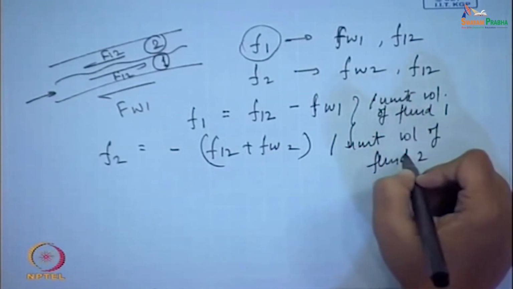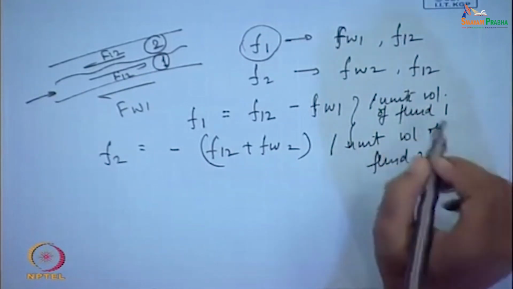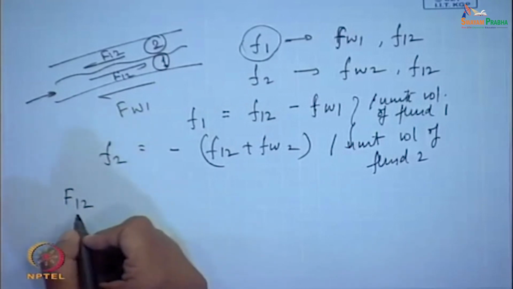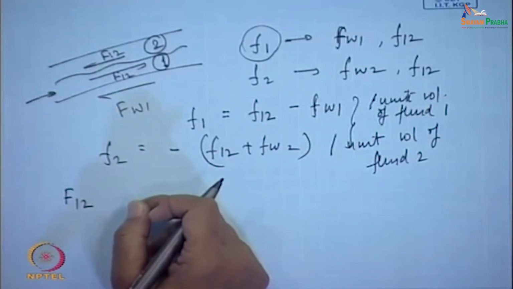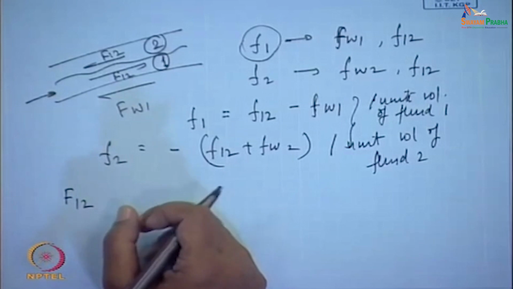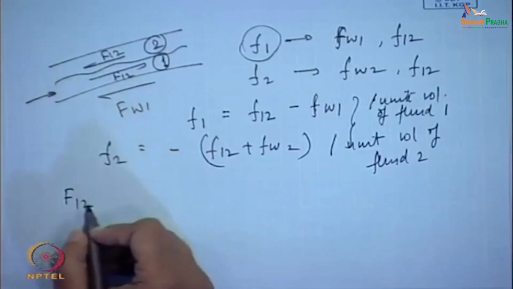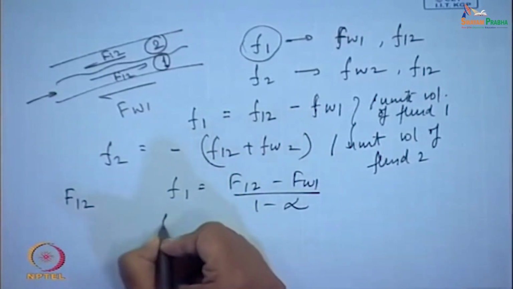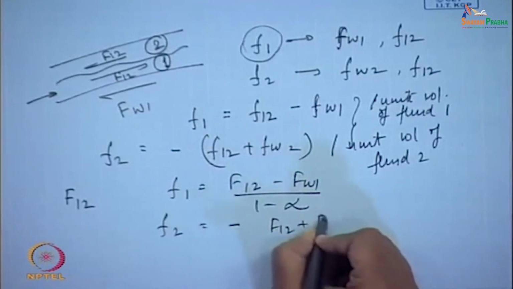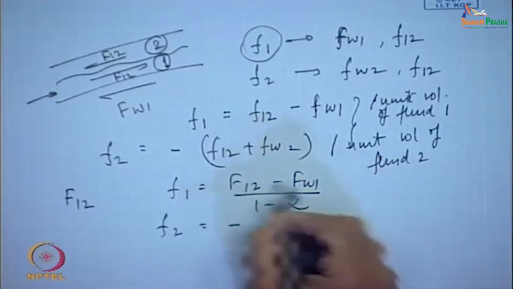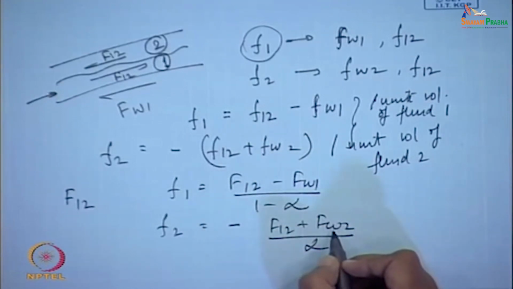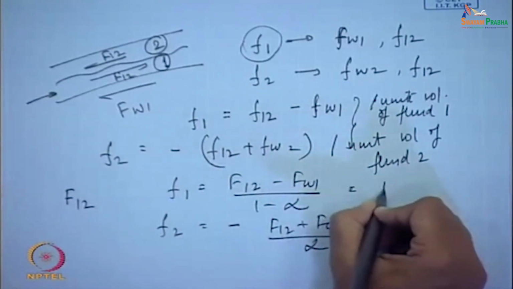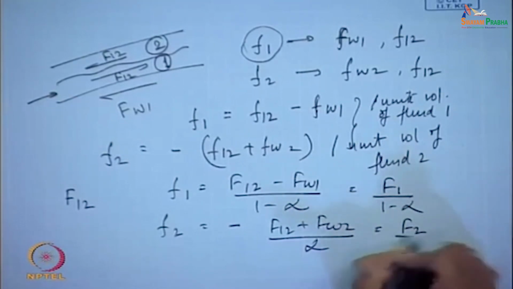In order to describe it as per unit volume of the total fluid mixture, we had defined capital F12, all the capital F's, which were per unit volume of the mixture. Accordingly, F1 would be equal to capital F12 minus Fw1 by 1 minus alpha, and F2 is minus of F12 plus Fw2 by alpha, where these capital F's are per unit volume of mixture flow. So your F1 into 1 minus alpha becomes capital F1. This is capital F1 by 1 minus alpha, this is capital F2 by alpha.